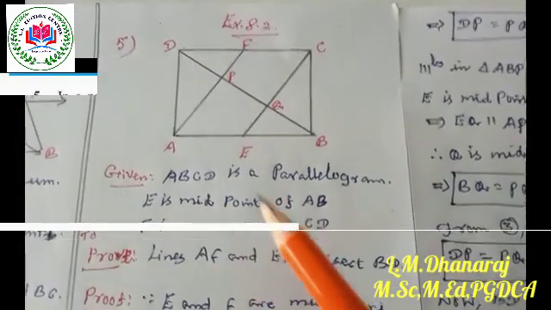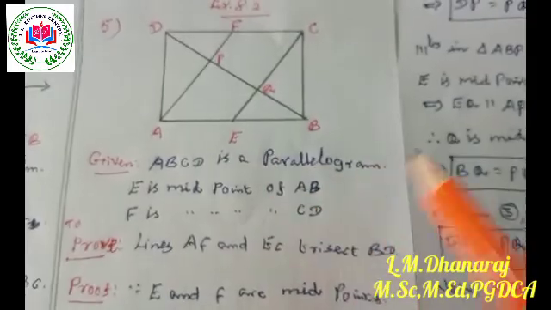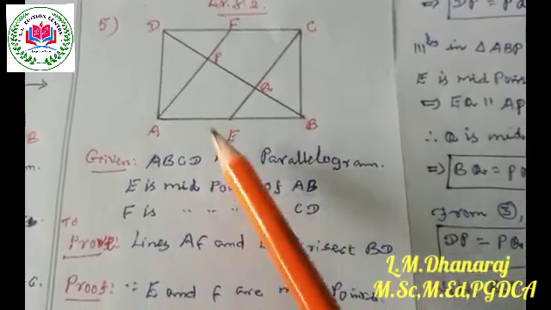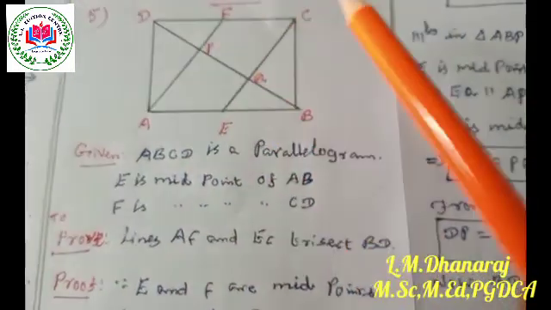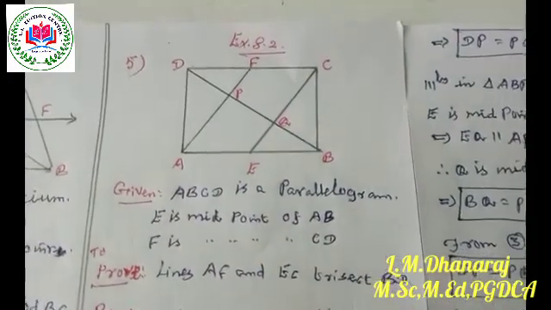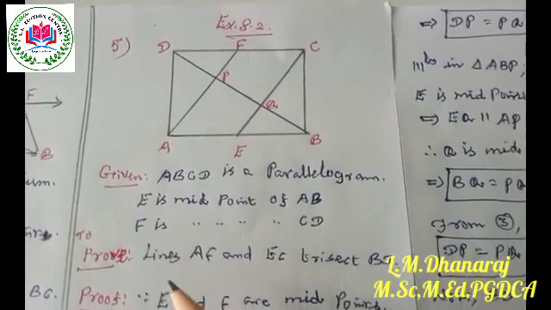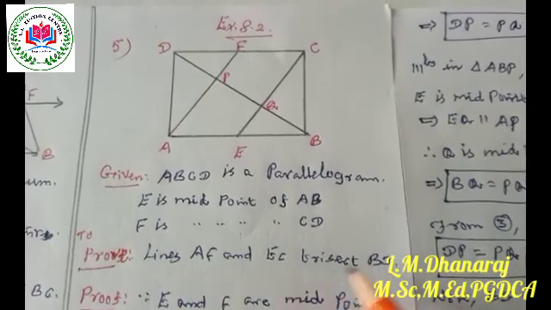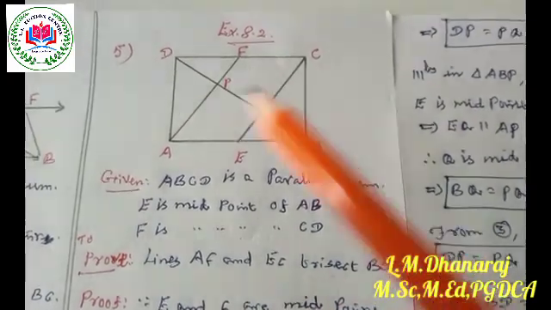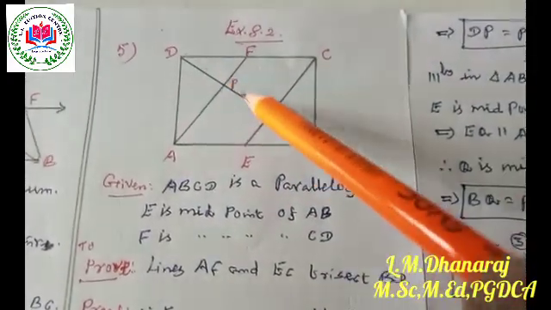Question number 5. ABCD is a parallelogram and E is the midpoint of side AB and F is the midpoint of side CD. Now we have to prove that the lines AF and EC trisect the diagonal BD. AF and EC trisect, that means 3 parts: 1, 2, 3.